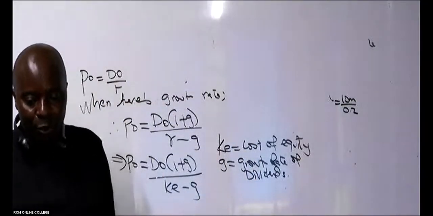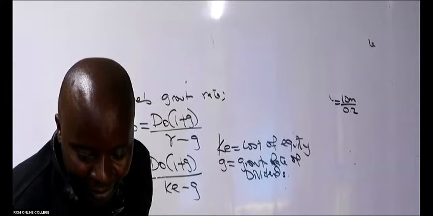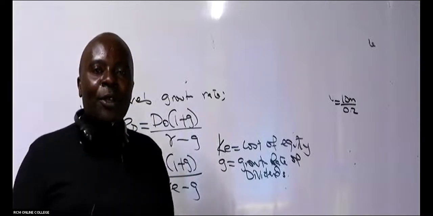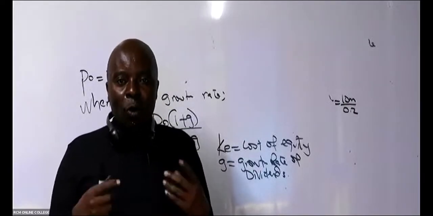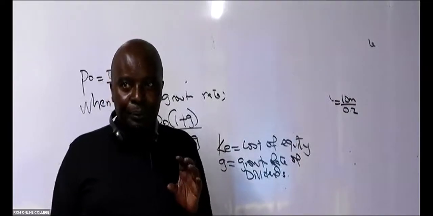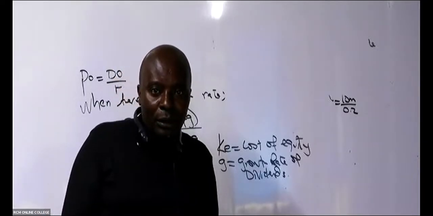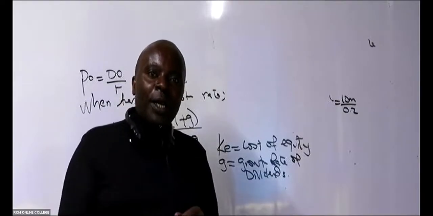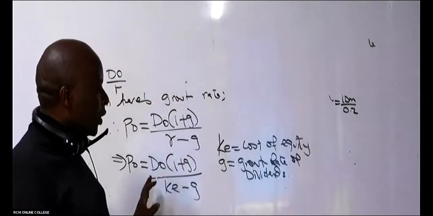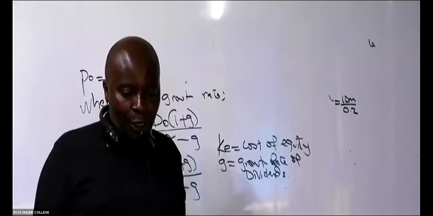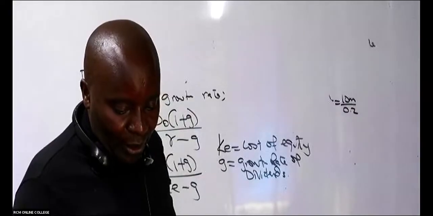All right, then we continue. I can see a question. Thank you so much, George, for asking. You know, Ke is cost of equity. It is a type of required return. The owners of the shares call it a return, but the company calls it cost of equity. So we shall be using cost of equity for valuation of shares totally. I hope that is okay, ladies and gentlemen.